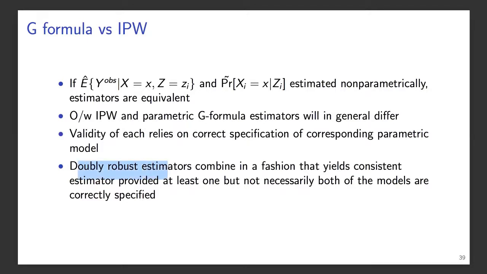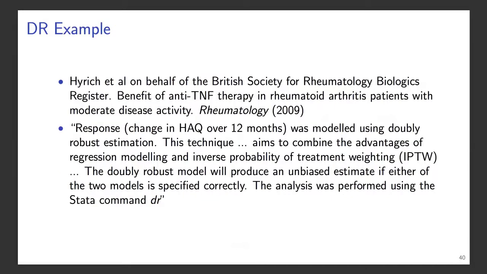There are so-called doubly robust estimators out there, which combine IPW estimators and parametric G-formula estimators. And they give us the benefit of providing valid inferences, provided at least one of those two models is correct, but not necessarily both. And that's why they're called doubly robust estimators. This is another arthritis study where they used one of these doubly robust estimators, which they describe as combining the advantages of a regression model and an IPW, and it will produce an unbiased, here I think they mean consistent, estimate if either of the two models is correctly specified.